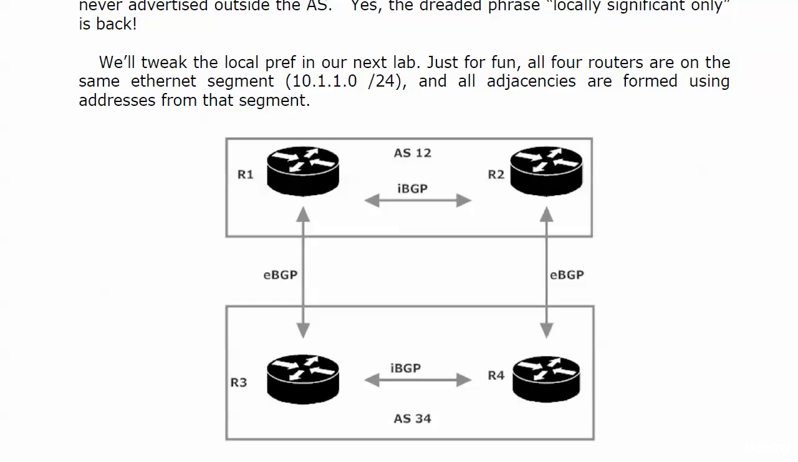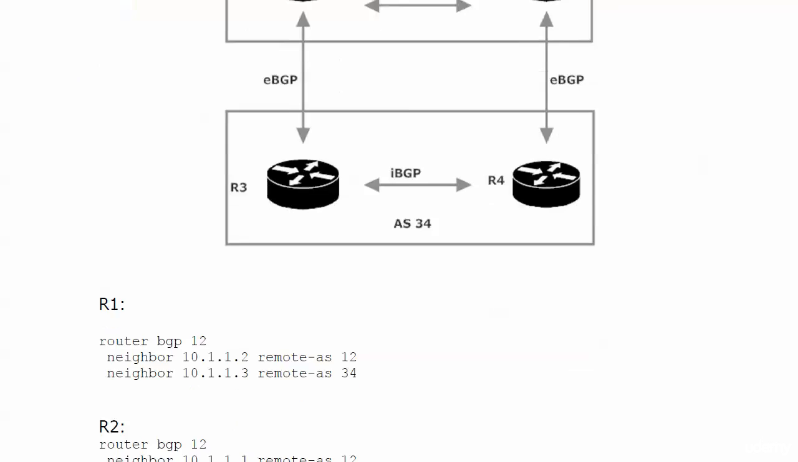All four routers are on the same segment, 10.1.1.0/24, and all adjacencies are formed using addresses from that segment. So you might want to write this one out. And nothing tricky here at all. I already have the adjacencies in place. And what I've also done is put a direct link between routers 3 and 4, 172.12.34.0/24. We're not using that for adjacencies, and that's why I'm not showing it in this diagram, but that is the one that we're advertising into BGP to give us a local pref. Otherwise, if we have no routes, we have no local pref.